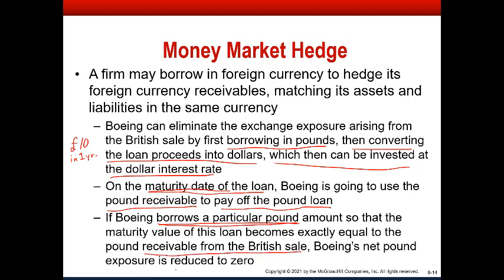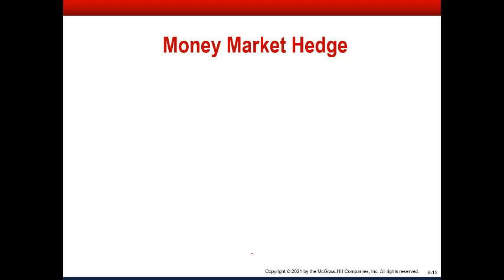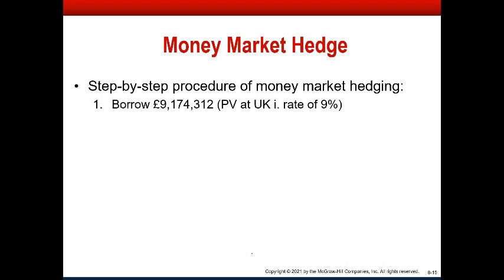Then they've reduced their pound exposure to zero. They basically completely covered their pound exposure. And meanwhile, they're investing the proceeds of that sale effectively in their home currency, which would be dollars. Okay, so let's walk through the math on that.